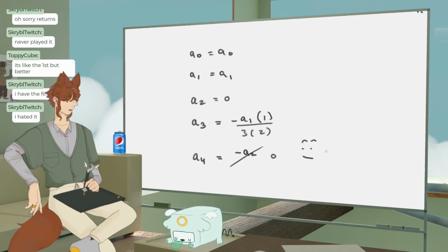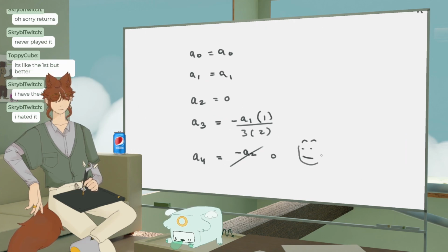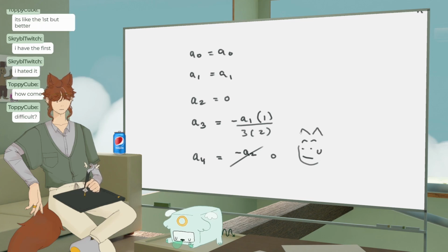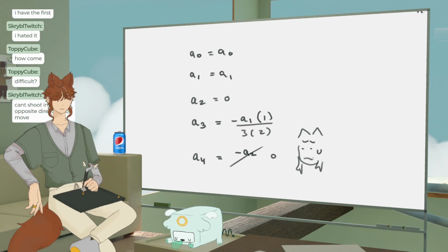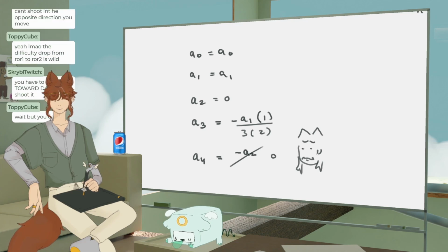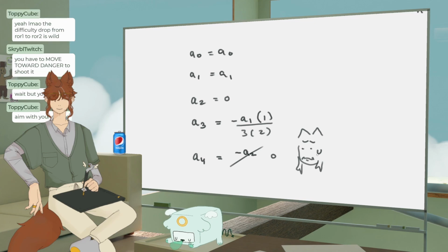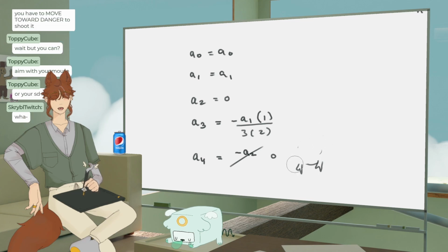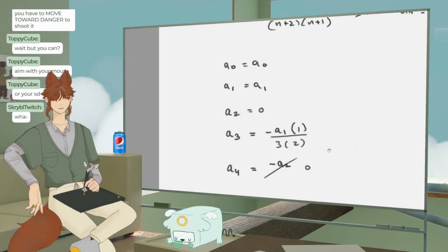That's the face that I'm making. Those are my cat ears. I'll be a little more worried. This is my progression. Can't shoot in the opposite direction you move. You have to move towards danger to shoot it? Well, yeah. Aim with your mouse. Oh no. We're seeing someone realize.